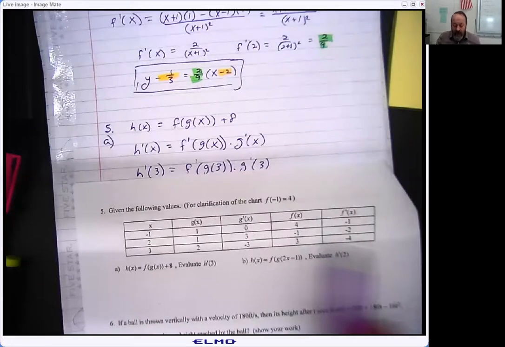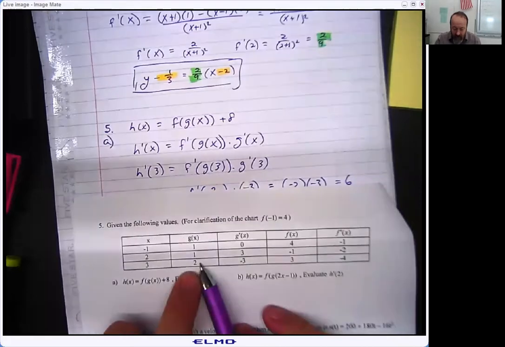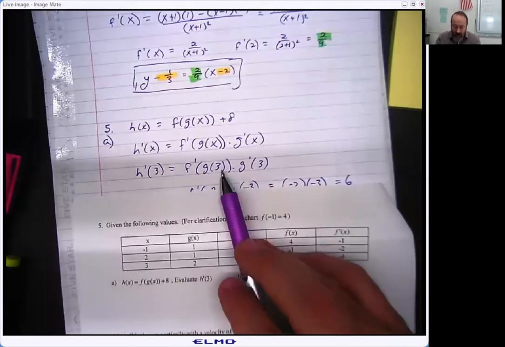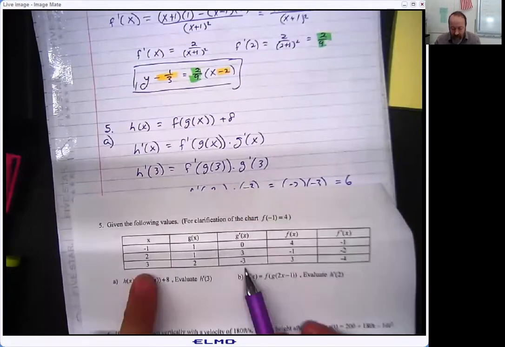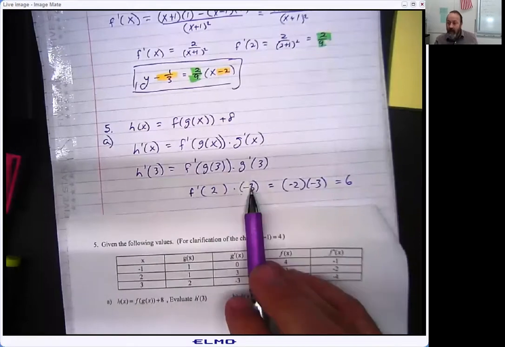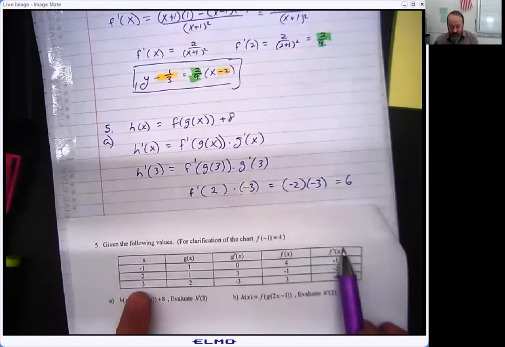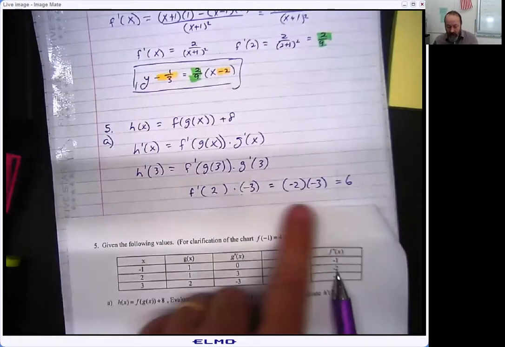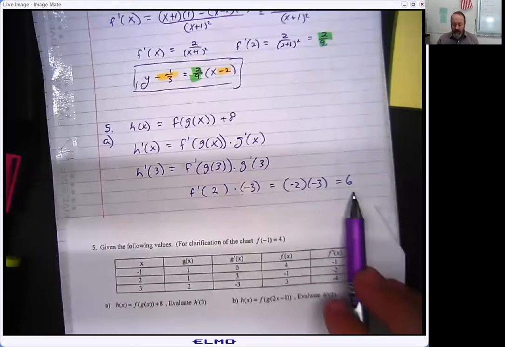So the first thing I need to do is refer to my chart here and find g of 3, which was 2. And also I want to find g prime of 3, which was right here, -3. So notice I did f prime of 2 and -3. But then my chart says f prime of 2 was -2. So I found that h prime of 3 is in fact 6.